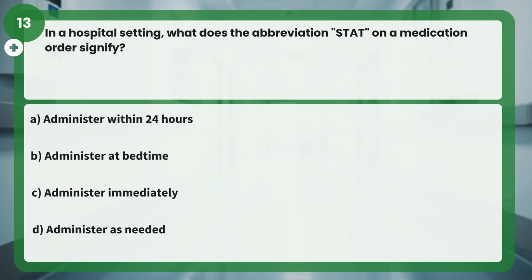Question 13. In a hospital setting, what does the abbreviation STAT on a medication order signify? A. Administer within 24 hours. B. Administer at bedtime. C. Administer immediately. D. Administer as needed.